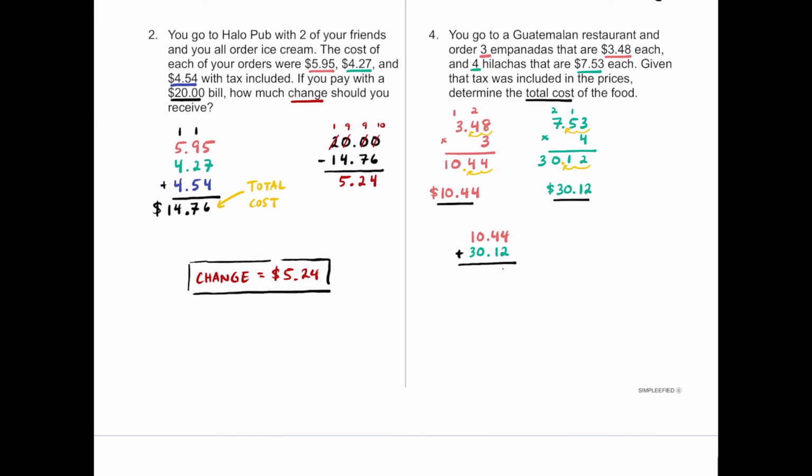So 4 plus 2 is going to be 6, 4 plus 1 is 5, bring the decimal straight down, 0 plus 0 is 0, 1 plus 3 is 4. So the total cost, I'm going to go ahead and write here, total cost is going to be $40.56. So that should be the final price for all this food together.